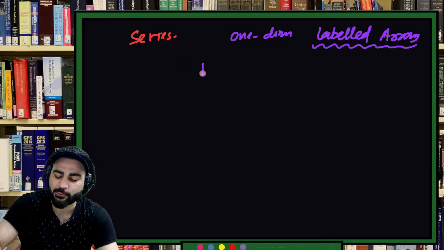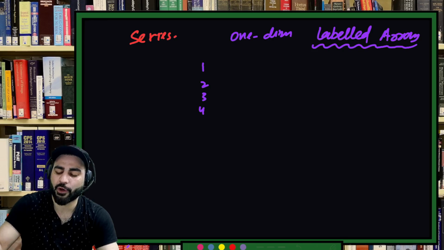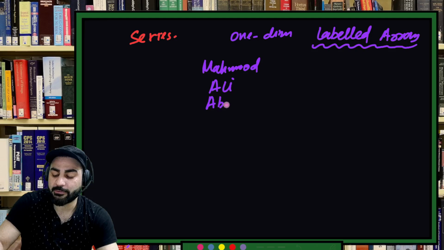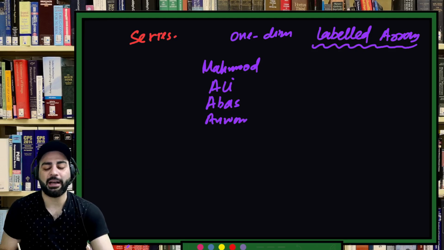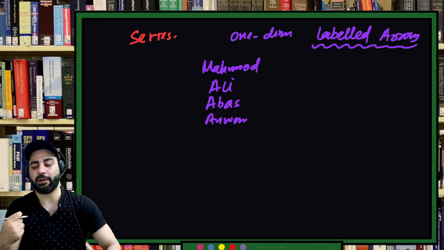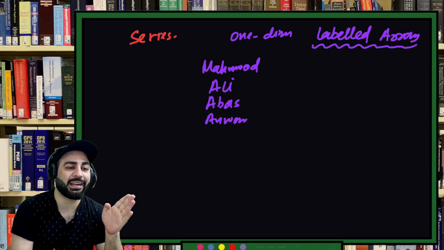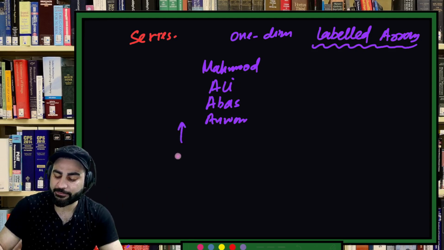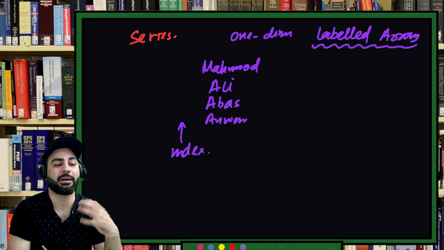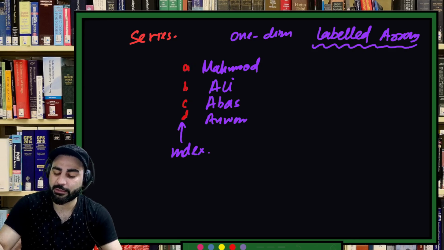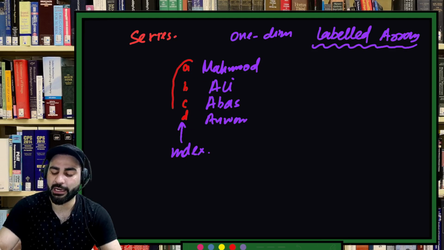Let's suppose we have data like this: 1, 2, 3, 4. Or maybe I'll take names: Mahmood, Ali, Abbas and Anwar. So we have these names. I said that a Series is a one-dimensional labeled array. Now in an array we had indexes, and here this is the index. But the index need not be a number. You can put the index as numbers, or as A, B, C, D, something like this. These labels collectively are called indices or index.